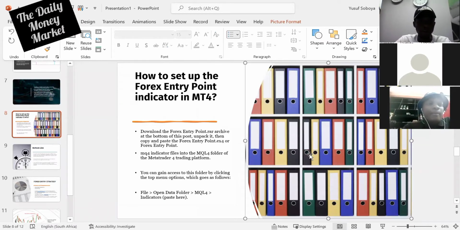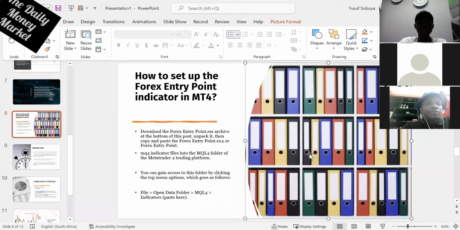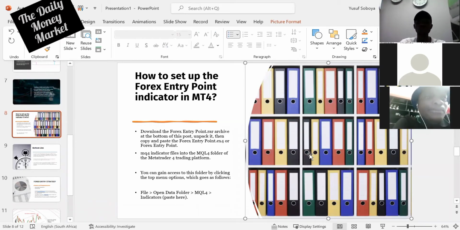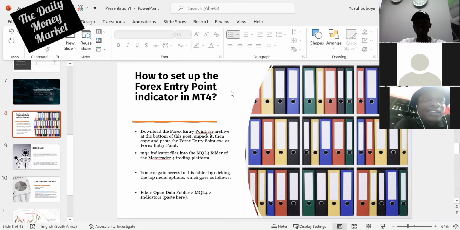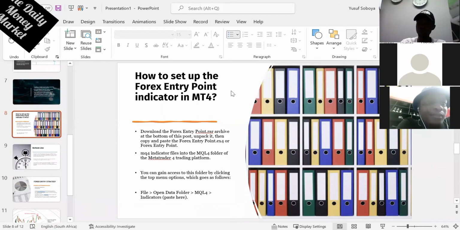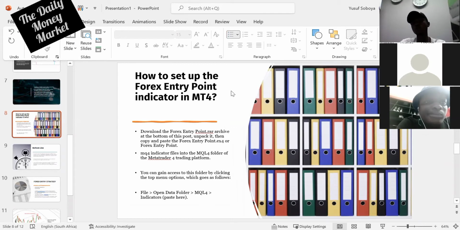How to set up the forex entry point indicator. I think I've also shown you the Fibonacci indicator, one of the indicators that you can set up from the market.